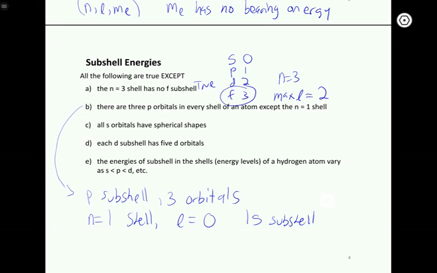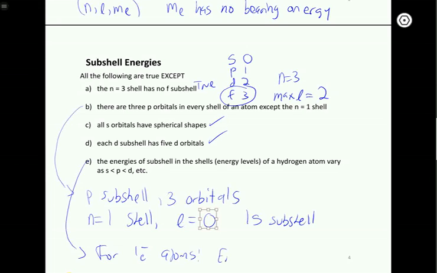Most of us got that one. Choice D, each d subshell has 5 d orbitals. We mostly got that one. And then the one that many of us also picked, choice E, the energies of subshells and shells of a hydrogen atom vary as s, p, d, etc. So for choice E, this is again where for one-electron atoms, the energy only depends on n.